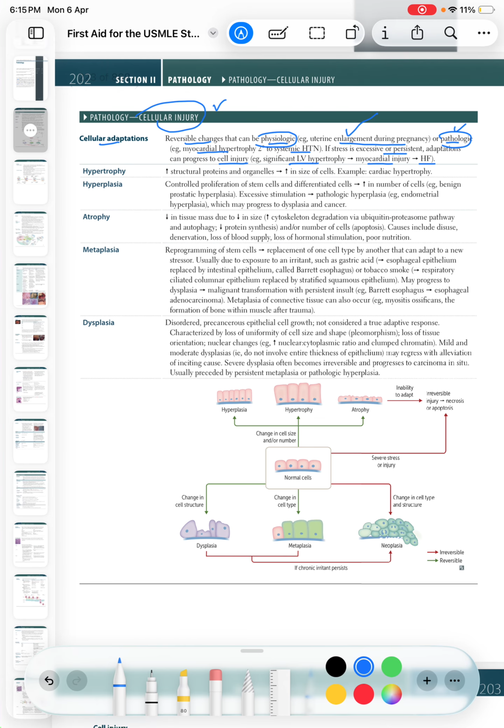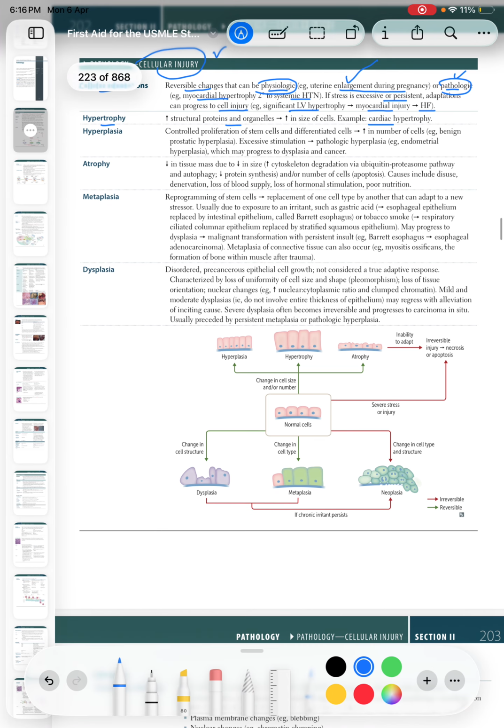Now, what is hypertrophy? It is the increased structural proteins and organelles that increase the size of the cells. For example, cardiac hypertrophy. Whenever an organ is pushed to do excessive work, it leads to the enlargement of the organelles, which is called hypertrophy. And this leads to the enlargement of the cell. The example is cardiac hypertrophy.